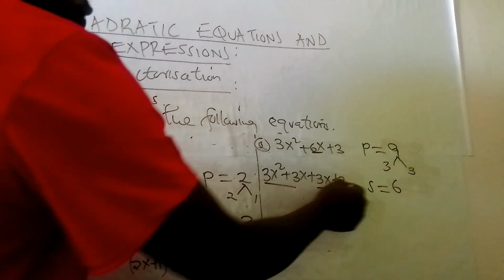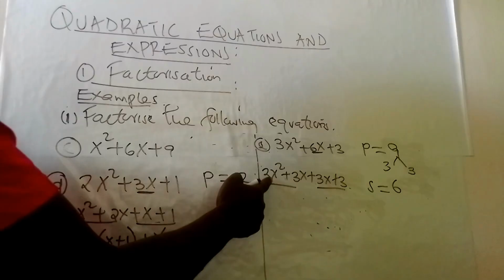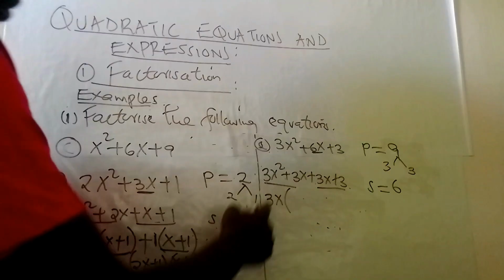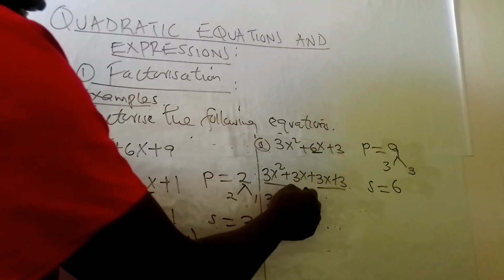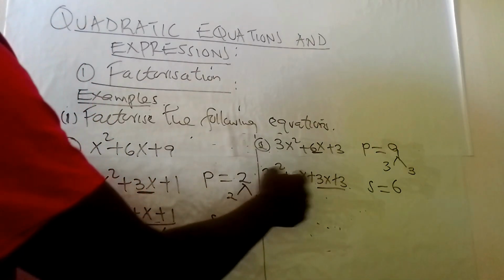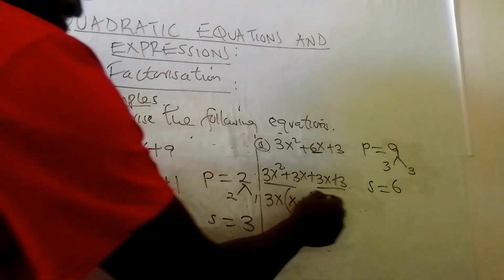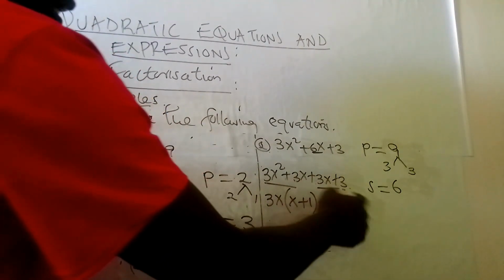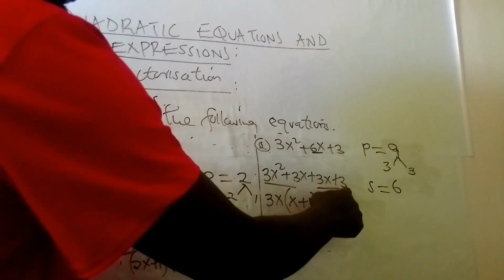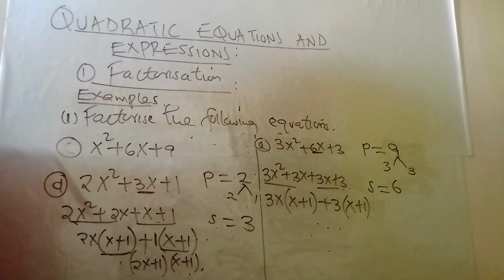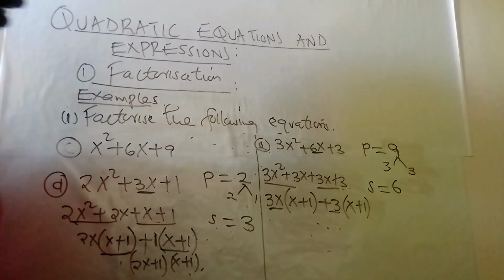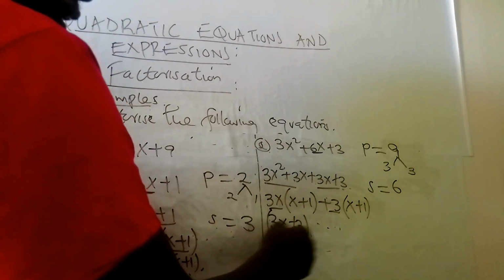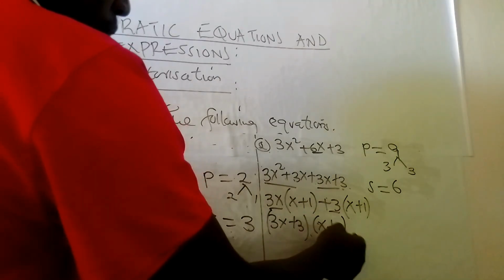Then you group them into 2. Then we factor out the common factor. 3x squared and 3x, what is common? 3x is common. When you factor out 3x here, you're going to be left with x, plus, when you factor out 3x here, you're going to be left with 1. Plus 3x and 3, what is common? 3 is common. When you factor out 3 here, you're going to be left with x. When you factor out 3 here, you're going to be left with 1. Then you combine what is outside the brackets. You're going to have 3x plus 3, then x plus 1. That becomes your solution.